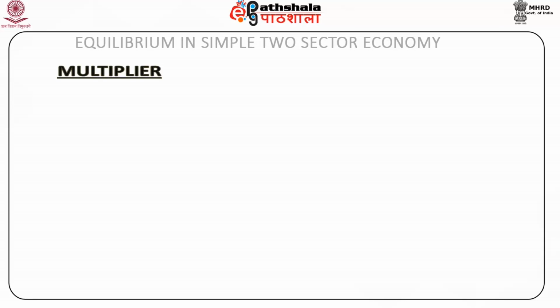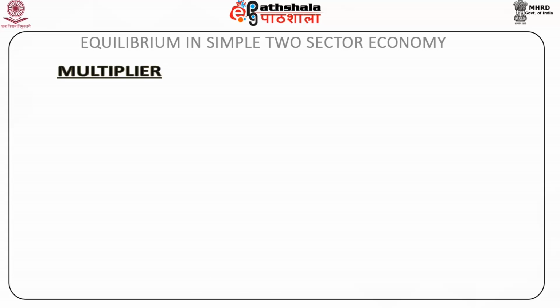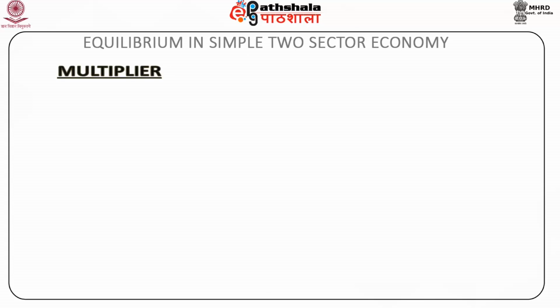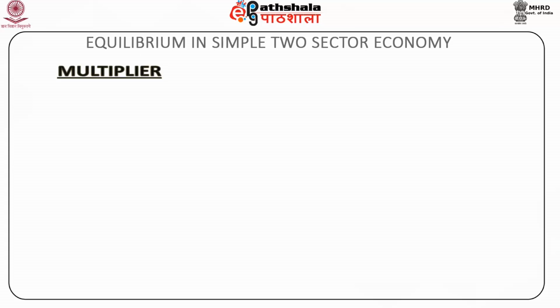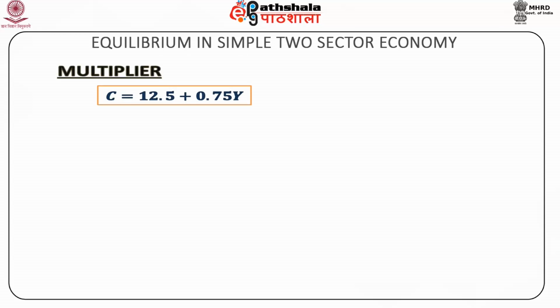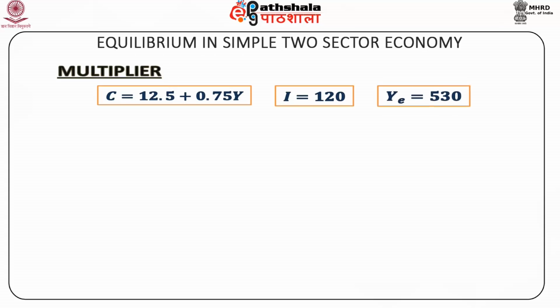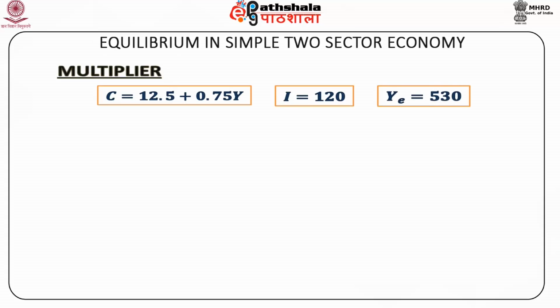Now, let us understand how equilibrium gets affected if there is a change in any component of aggregate demand. We will see that equilibrium income changes by a multiple of the initial change in any component. This concept is referred to as the multiplier. Continuing with the same example of income determination, where C is equal to 12.5 plus 0.75y, I is equal to 120, and equilibrium income is 530.